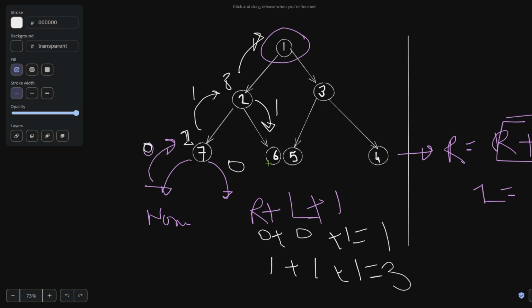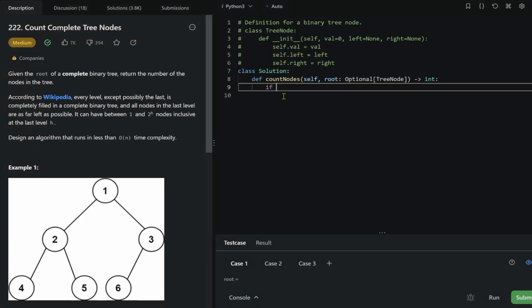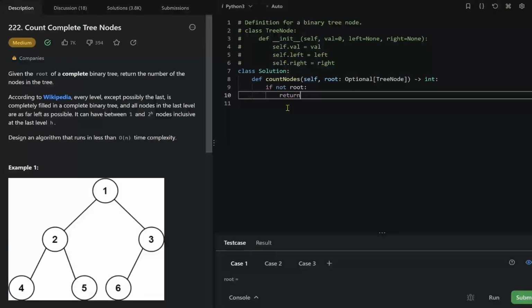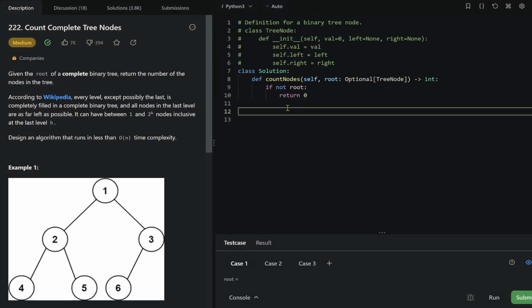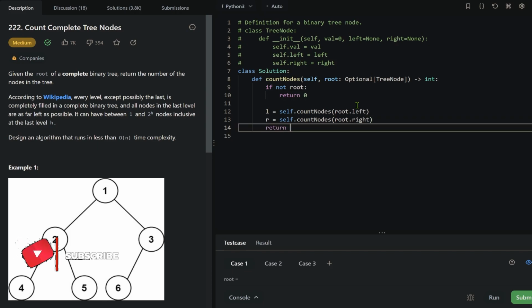Let's see how we can solve this problem in code and then you will understand. First of all, if not root, we just simply have to return 0. So left is basically a count of nodes, root.left, and root.right, and left plus right plus 1.